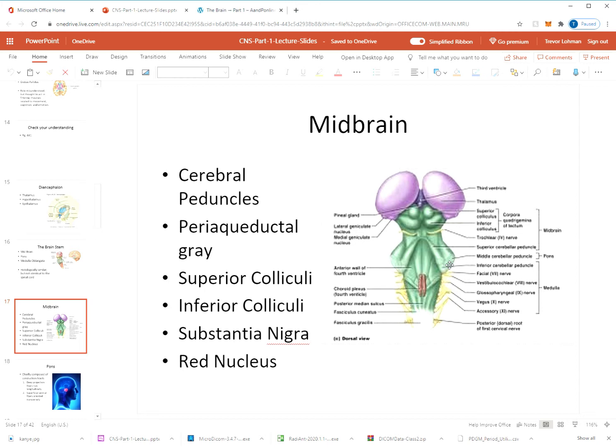Then you have the superior and inferior colliculi. These are reflex centers. Particularly, this is where the integration of the reflex occurs. So the superior colliculi are visual reflex centers. If you see something fly, your eyes have a tendency to follow it. That's a visual reflex.